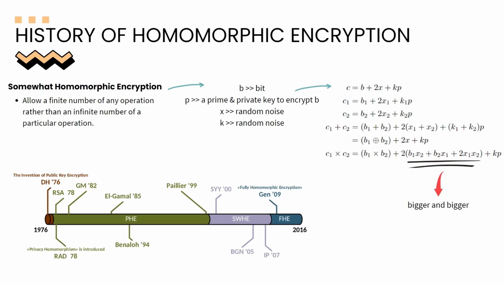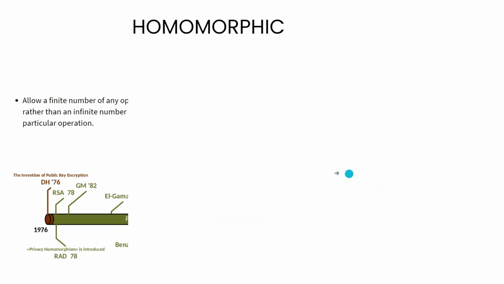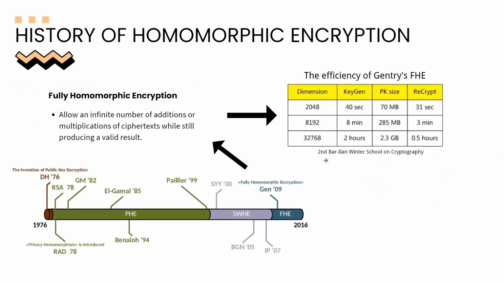Gentry's idea seems to be the most secure way to work with a third-party cloud platform. But since it requires the computer to perform an incredible number of computations and store a massive amount of data, its viability is worse than somewhat homomorphic encryption. So now we know that efficiency is the problem with homomorphic encryption. Looking at the efficiency figures, we see that the keygen function takes more than 2 hours to compute, and the public key size is very large, more than 2.3 gigabytes. With such efficiency, fully homomorphic encryption is not destined to be used immediately.